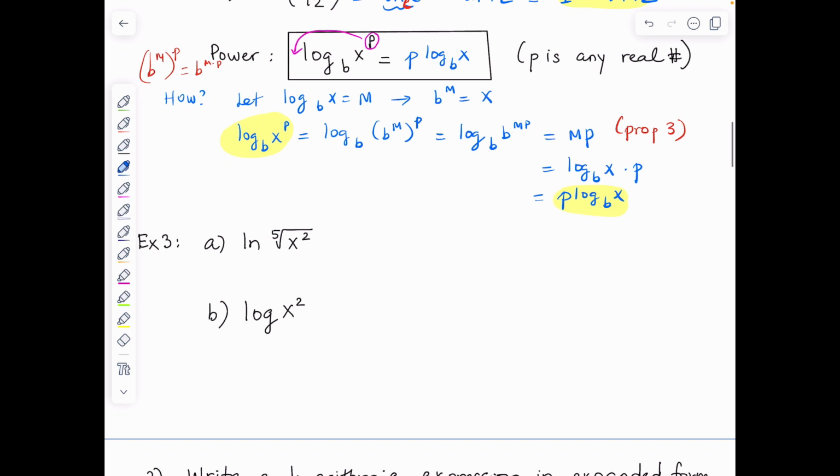Let's try some examples here. So right now we have a radical. We can convert the radical to a rational exponent, an exponent that is a fraction. So the exponent 2 will be the numerator, and the index 5 will be the denominator, so x to the 2 over 5. Applying the power rule, we can pull this exponent to the front, so we have 2 over 5 times ln x. Next example, very similar. We can just pull the 2 in the front, and that will give us 2 times log x.